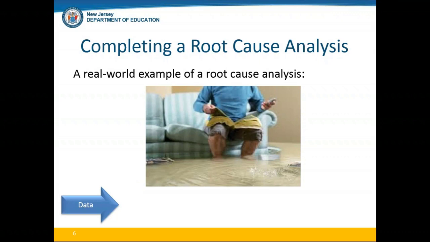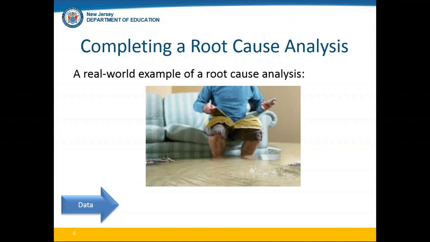Well, some of the possible data he might consider would be the depth of the water, which might indicate the source or severity of the problem, the clarity of the water. Is it dirty water from a sewer backup or clean water from a pipe or hot water heater? The temperature of the water. Is this coming from a hot water pipe? The direction of the water. Is it flowing from one direction, bubbling up from below, or dripping from above? The weather outside. Was a heavy rain forecast? The location within the house or building. Is this in a basement or perhaps on the second floor?